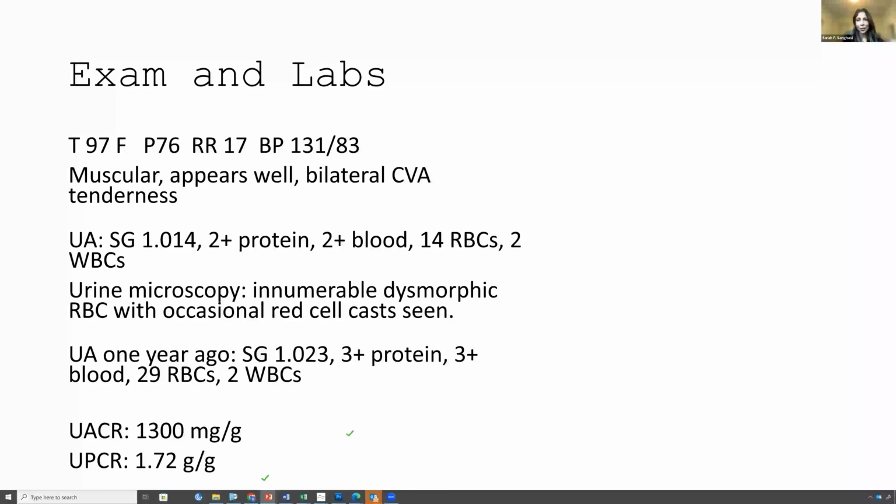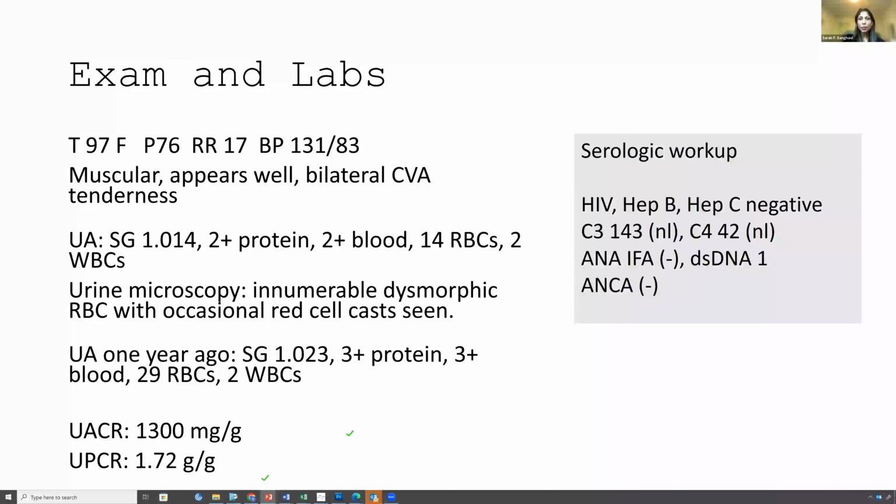And then 1 year ago, which was the last time he had had urinalysis prior to this presentation, he was noted to have 3+ protein and 3+ blood with 29 RBCs and a couple of WBCs. So it seemed like this process had been going on for some time. He had a urine albumin to creatinine ratio of 1,300 milligrams per gram and a UPCR of 1.7 grams per gram. He had an initial serologic workup that was essentially negative. So normal C3, C4, negative ANCA, HIV, hepatitis was negative.